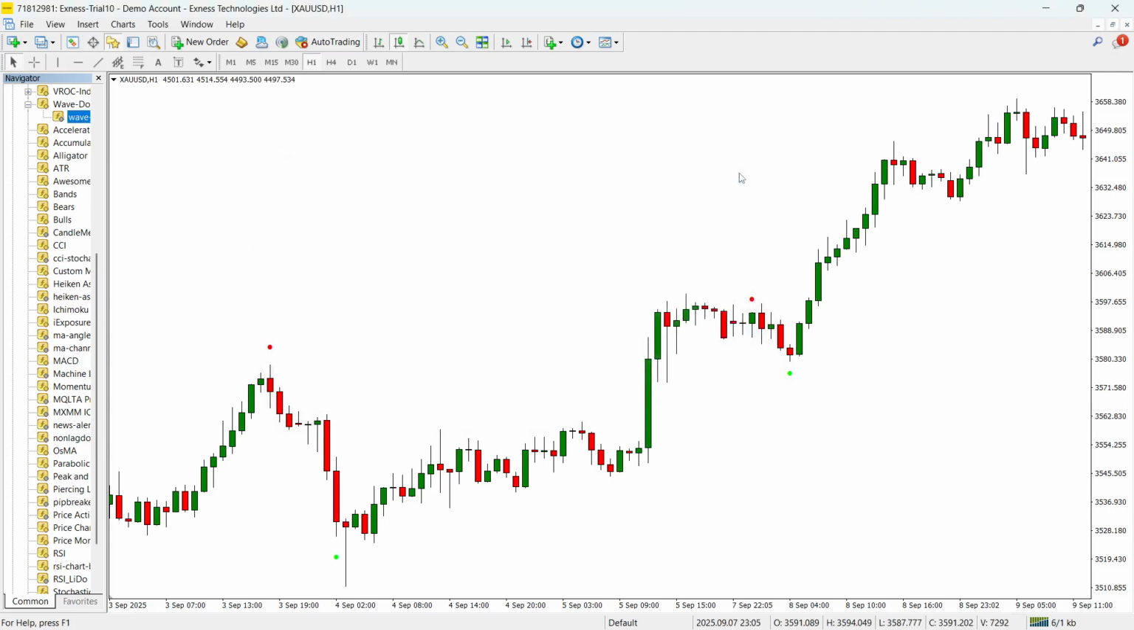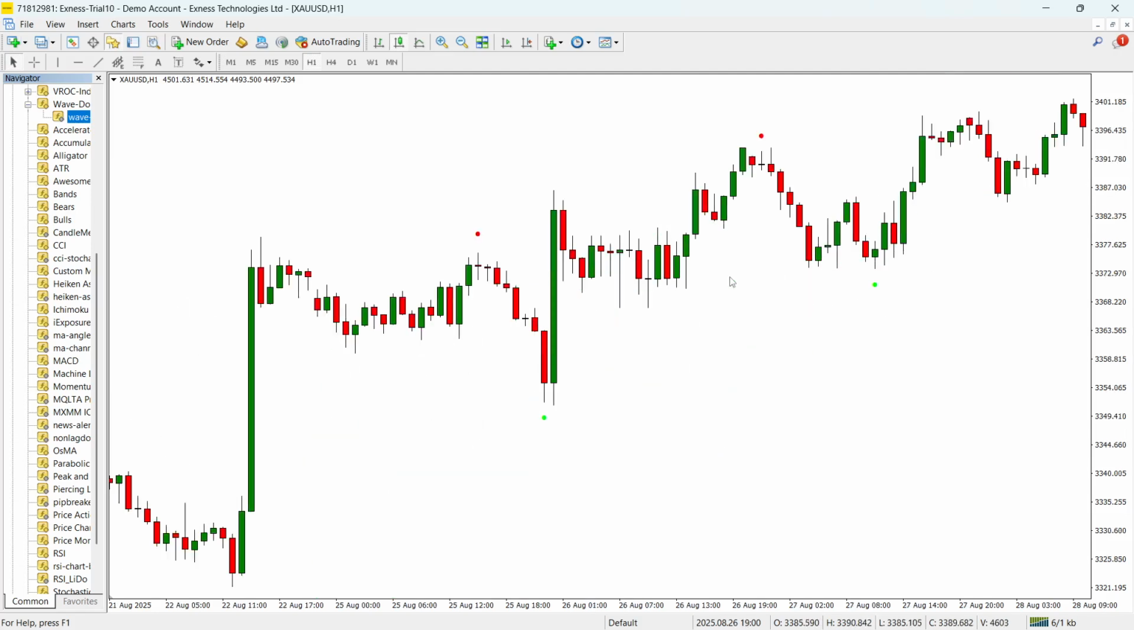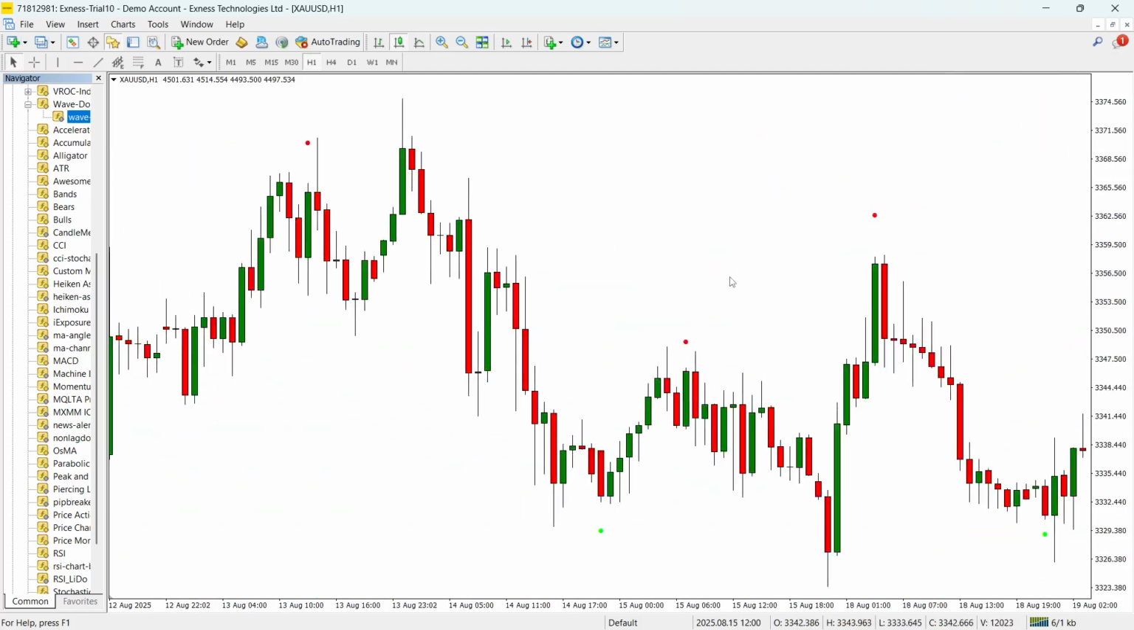Alright, so who's this indicator for? The wave dots indicator is suitable for traders who like a simplified visual take on Elliott Wave style swings and who want clear on-chart prompts for buy and sell signals or zones.